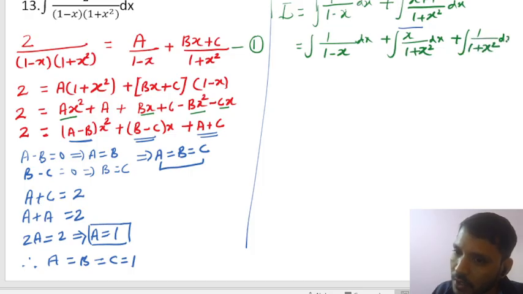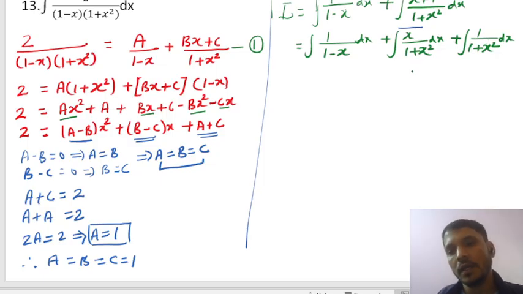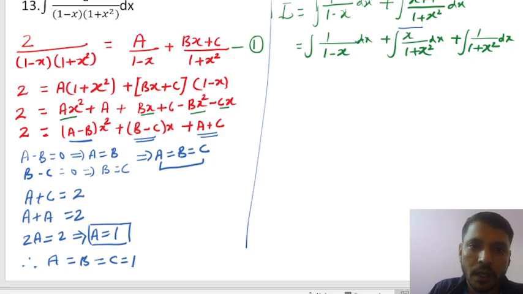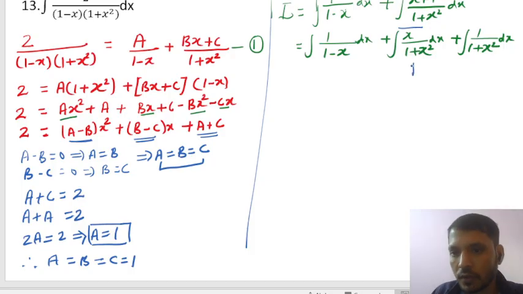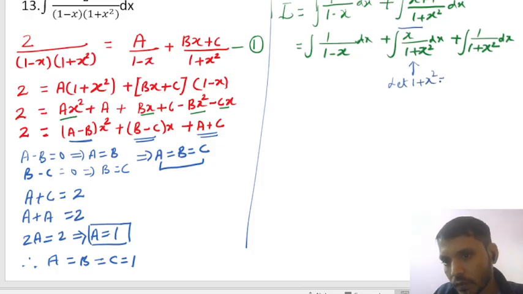Actually, the last one is directly formula based, right? But in the second term, we have to apply a substitution. Let us assume 1 plus x square is equal to t. So what is the differentiation of this? It will give 2x into dx is equal to dt. That means x times dx will become 1 by 2 times dt.